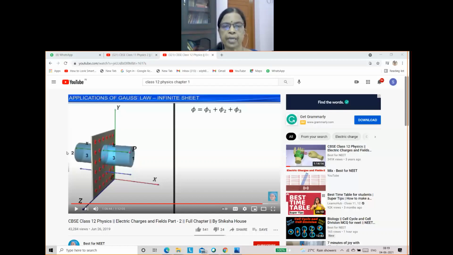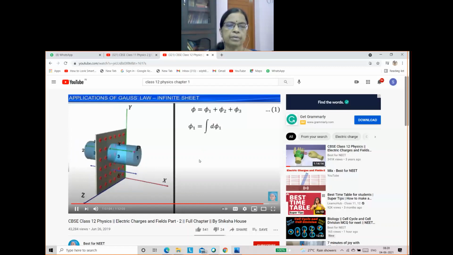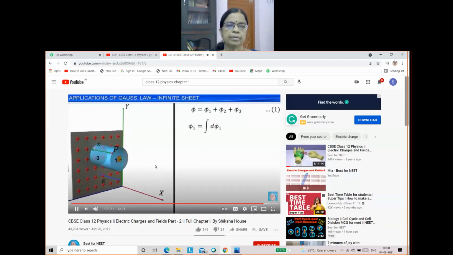But there will be flux through the flat surfaces: E into A, E into A, so 2 into E into A, which we get by integrating. So you can see the steps here. Let's first calculate the electric flux phi 1 through surface 1. According to Gauss law, we can write phi 1 equal to the integral of d phi 1. Here, d phi 1 is the electric flux through a small element of area dA on surface 1.